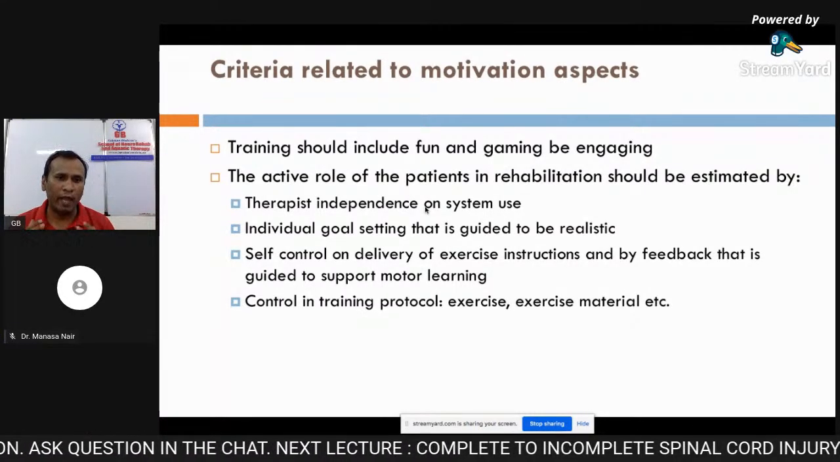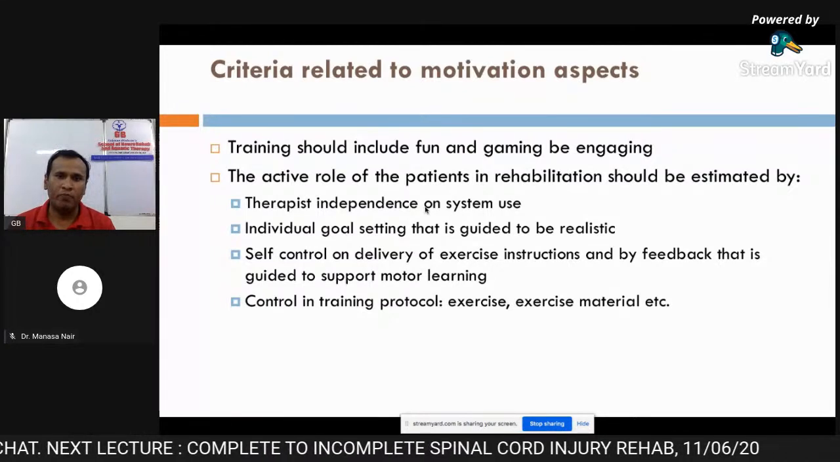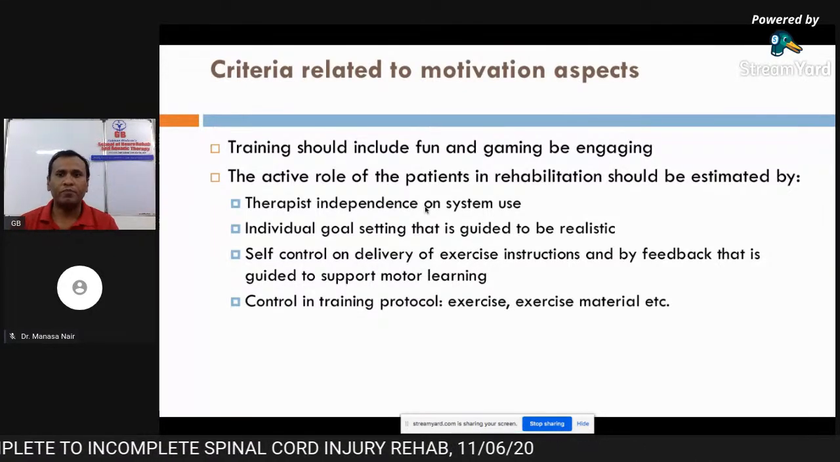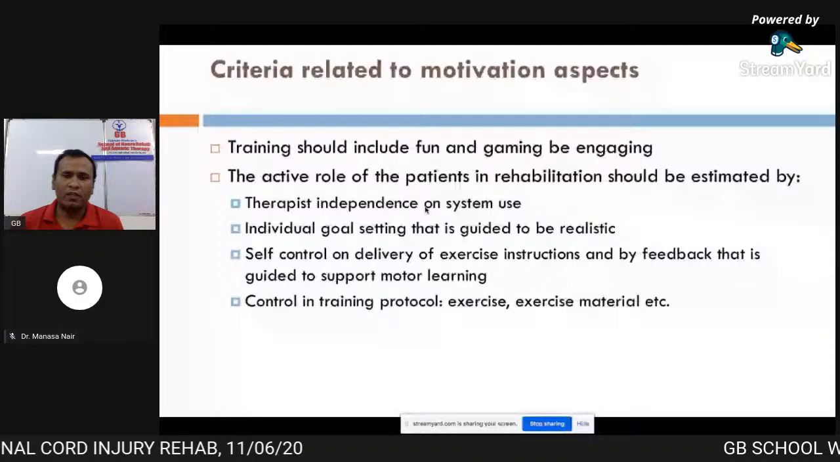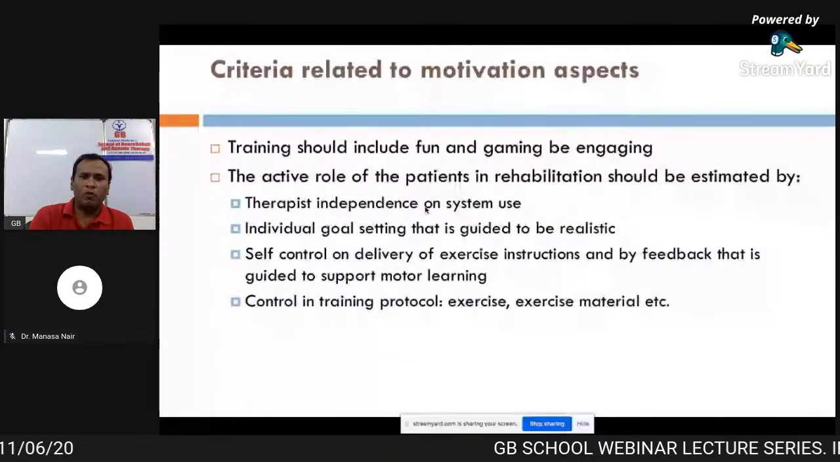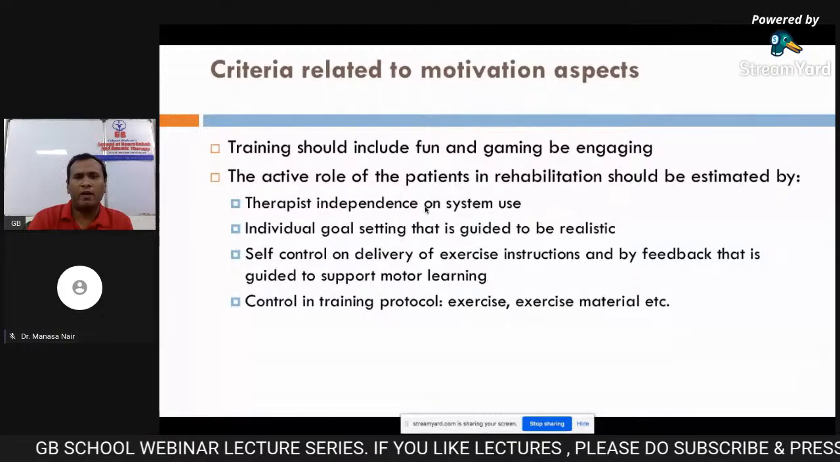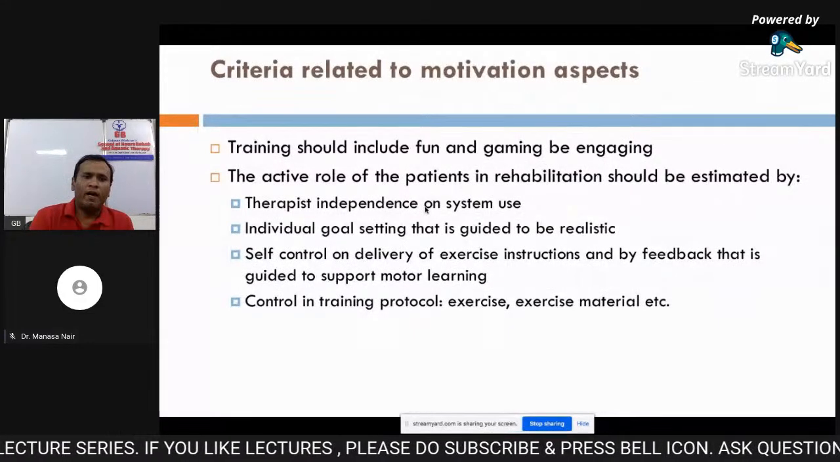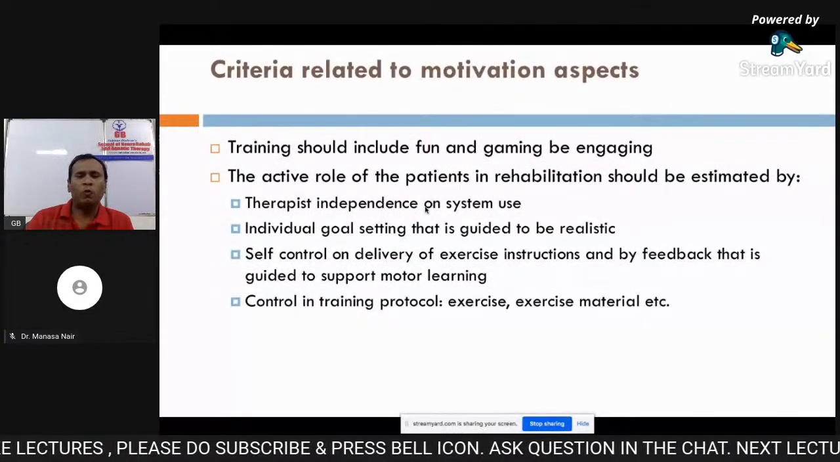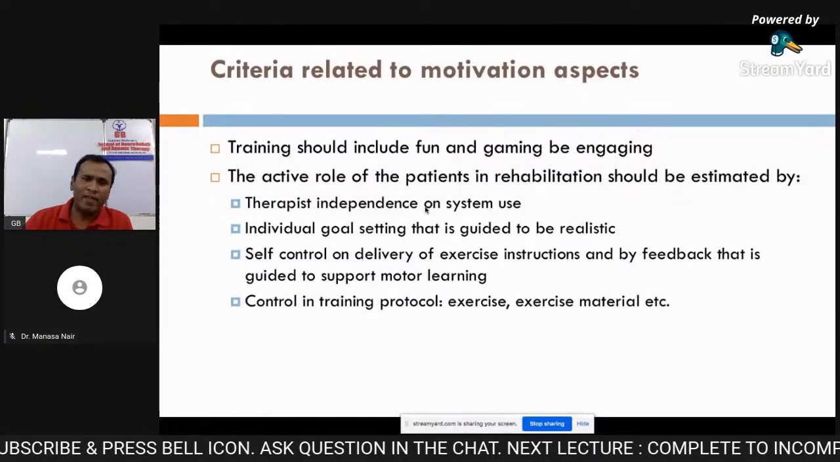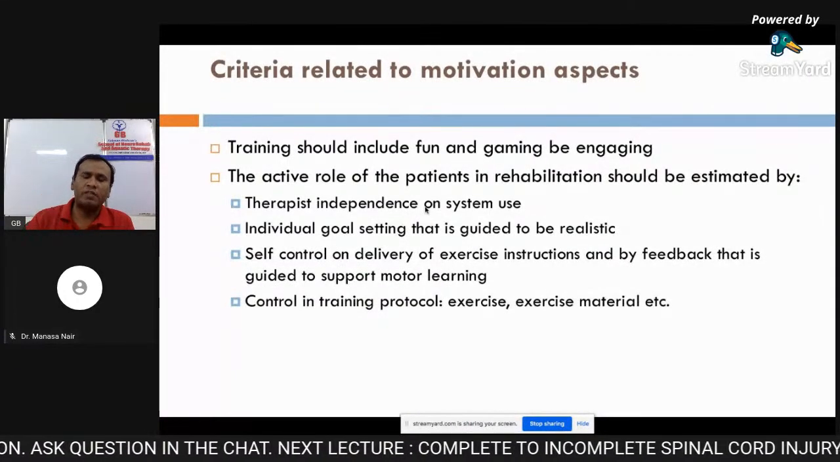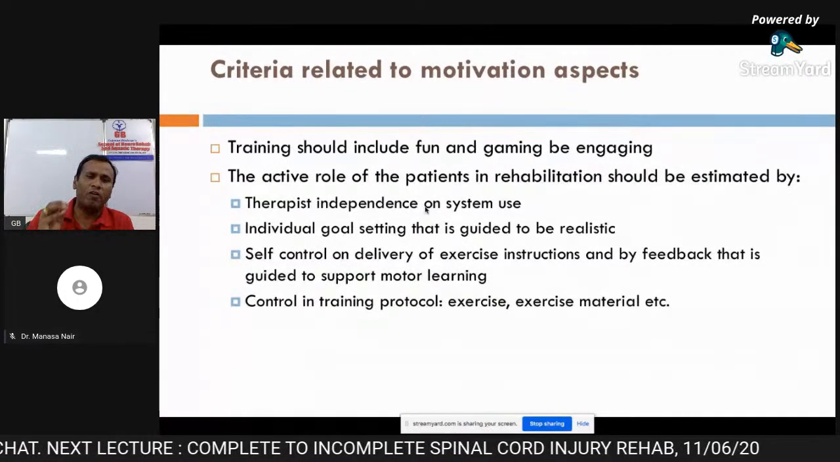So we have to have self-control on giving instruction or feedback, which should be guided by motor learning. Do not give too much instruction, and do not give too much feedback in the exercise program. Let the person do some trials, let him fail, and you give instruction and feedback whenever it is required or appropriate.